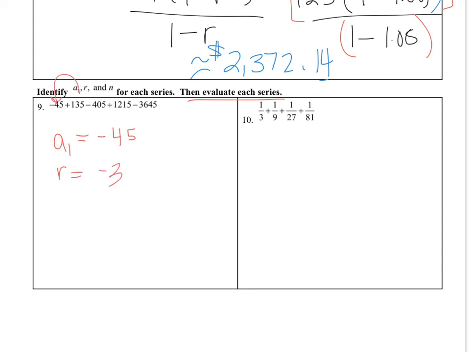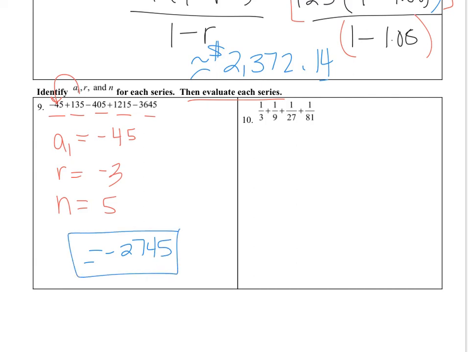So I did this divided by this. And then the n is the number of terms. So it has 5 terms. So you can use the finite geometric series formula, but there's only 5 terms, so I'm just going to add them up. So negative 45 plus 135 plus negative 405 plus 1215 plus negative 3,645 is negative 2745.